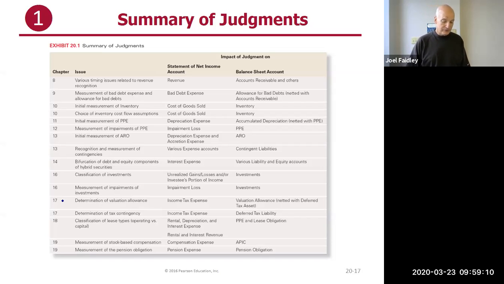I don't think we talked about bifurcation of debt and equity components of hybrid securities. Skip that. Classification of investments, Chapter 16. Measurements of impairments of investments. Those unrealized gains and losses. All the judgment calls that you have to make as an accountant, really as a controller as you move up in the organization. Look at Chapter 17. The valuation allowance. Remember that from the income tax chapter on the last exam? Tax contingency. It's because you deduct it with the IRS. Is it more likely than not, greater than 50%, that deduction is going to stand?